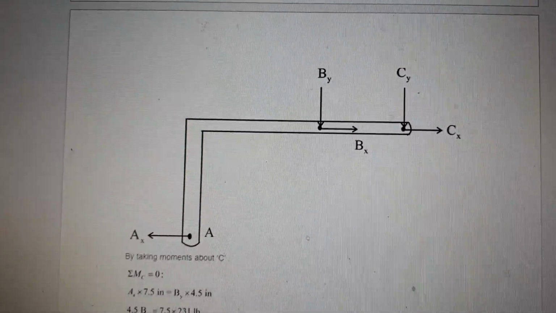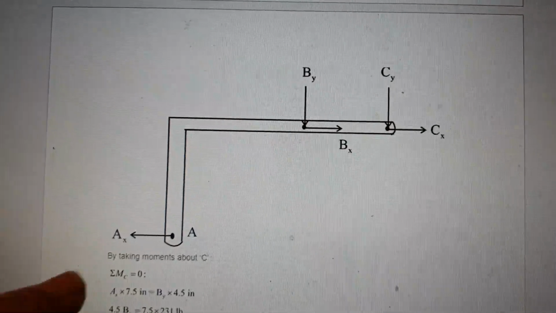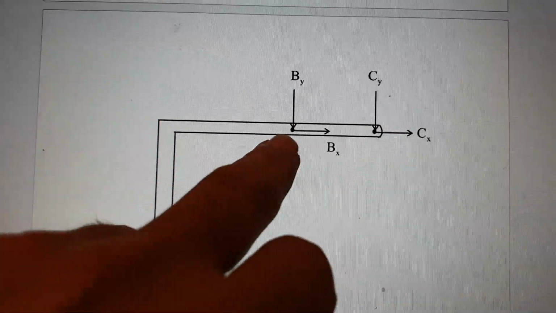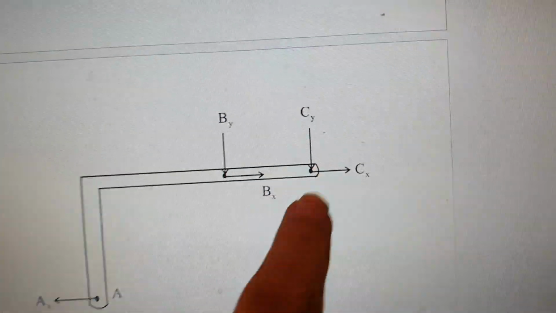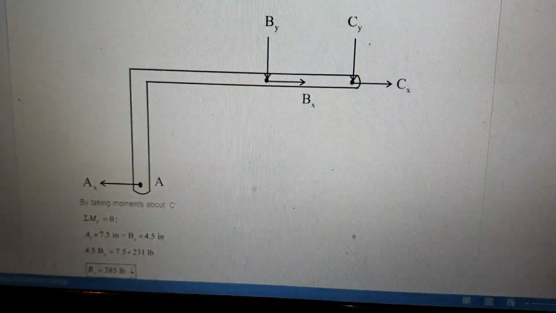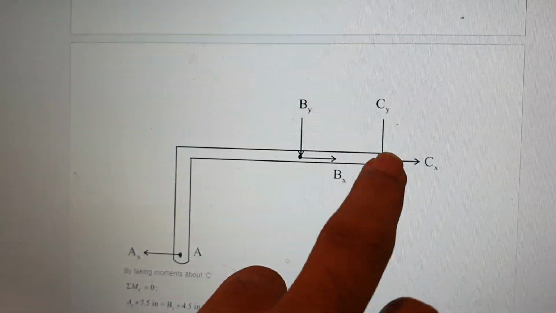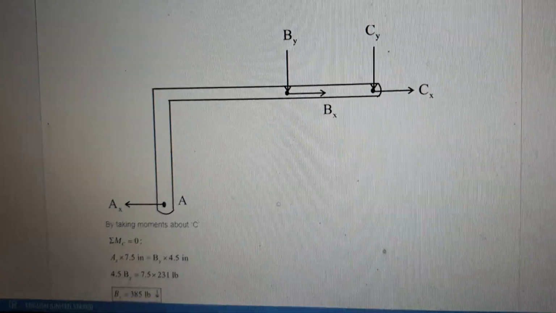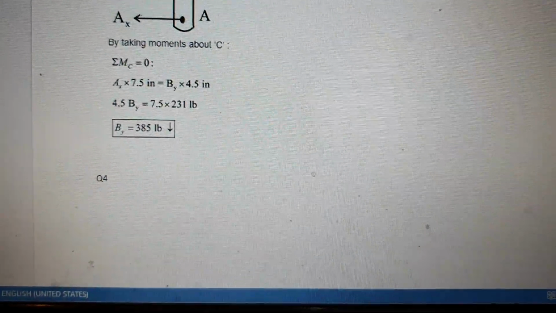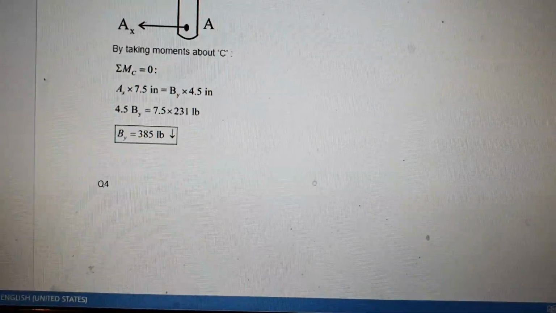So let's put our important member ABC, which has AX, BX, BY. Remember BX and BY, we have to make in the opposite direction, and CX and CY. Let's take moment at point C to find BY, and we know AX, so we could find BY equals 385, and that is the answer to this question.